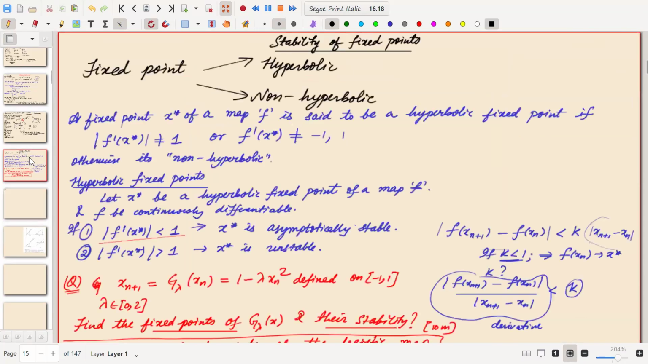What we discussed last class is this. We discussed what a fixed point is and when a fixed point can be hyperbolic and non-hyperbolic. Since we were discussing 1D maps, we use the derivative to decide the stability of our fixed points. So how do you find a fixed point? If you are given a map x_{n+1} = f(x_n), how do you find a fixed point?